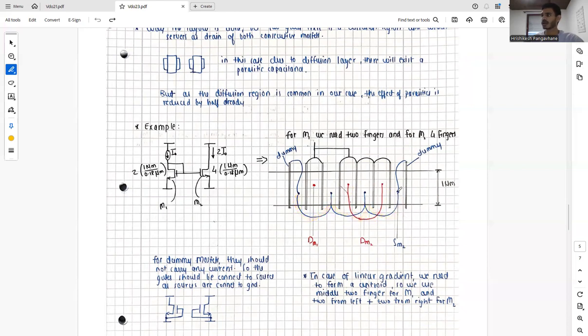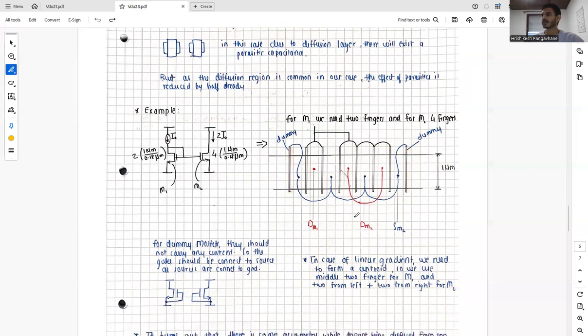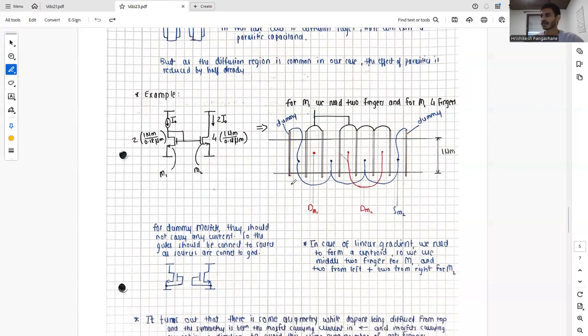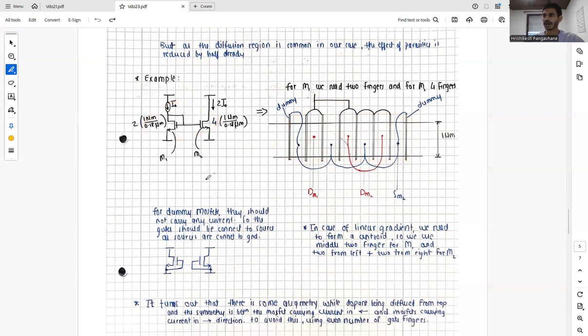And now we can also say that for perfect matching, we are also using dummy MOSFETs. So this is how we can realize this structure. And dummy MOSFETs should not carry any current. So ideally, the gates should be connected to the source, as the sources are connected to the ground. So that's how the dummies are realized.